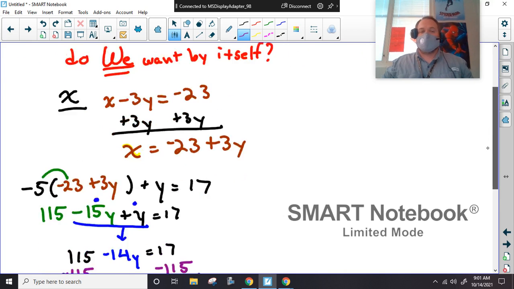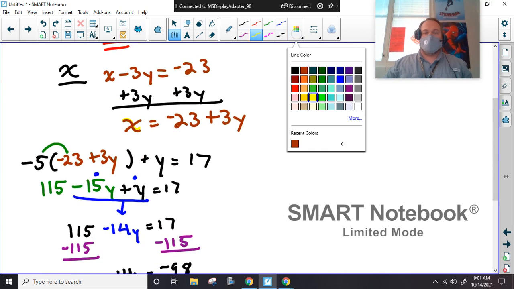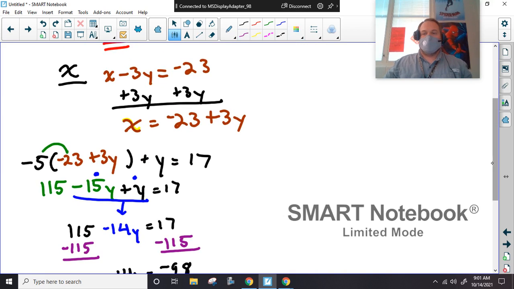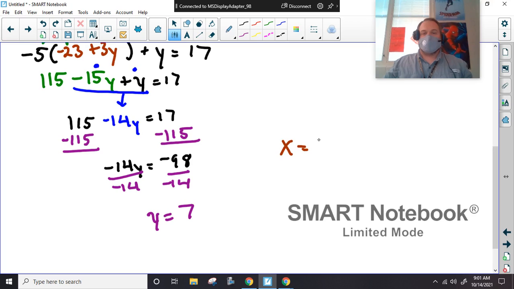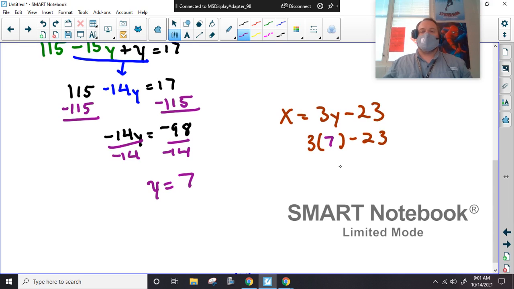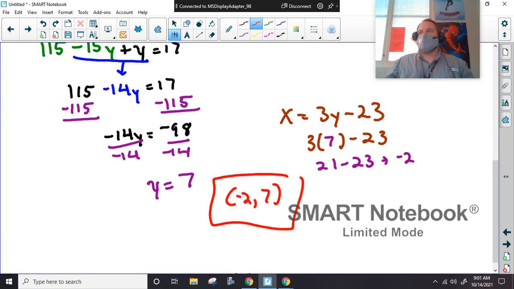You can actually take this right here that we had and plug it in right here to get our answer. 3 times 7 is 21. 21 minus 23 is negative 2. So our final answer after all this is this.